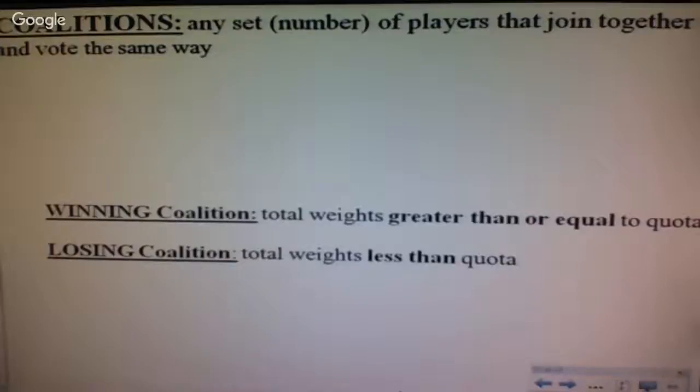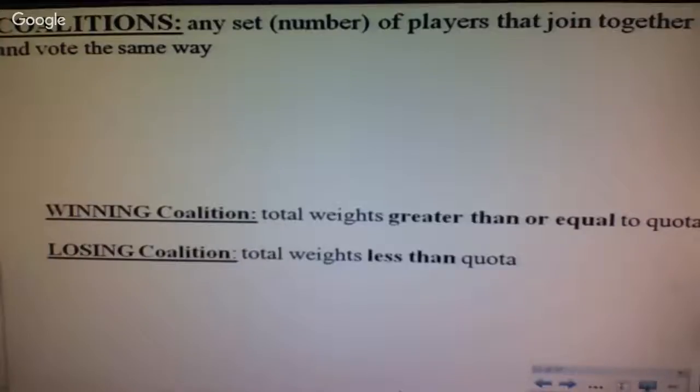Coalitions. A coalition is any number of players that join together and vote the same way. When you think of coalitions, you think of what? War. I mean, kind of, that's kind of exactly what we're doing. So if Cozy, Naiwan, and Abigail decide they're all going to say yes for something, they would be a coalition of 3 people.